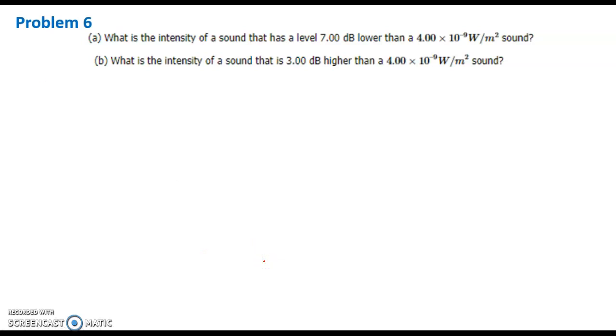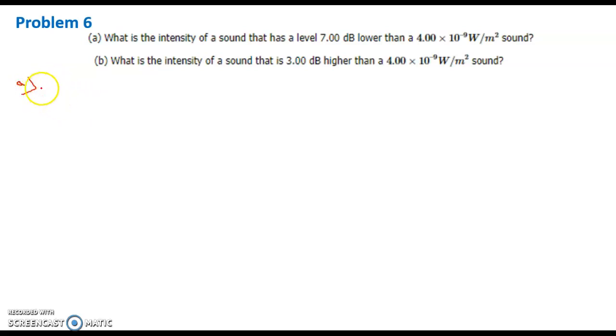Problem 6. What is the intensity of a sound that has a level 7 decibel lower than a 4 times 10 power minus 9 watt per meter squared sound? So again, dealing with two sounds, sound 1, sound 2, intensity 1, intensity 2, beta 1, beta 2. So we have to write first down the given to know how to solve.